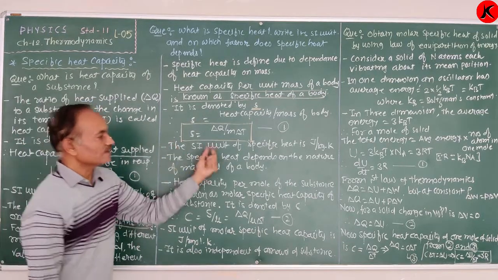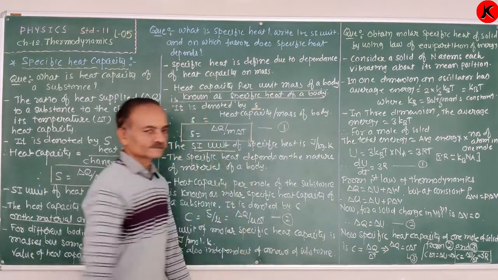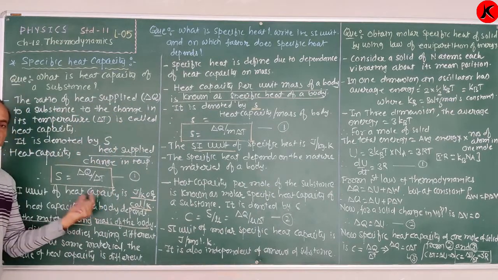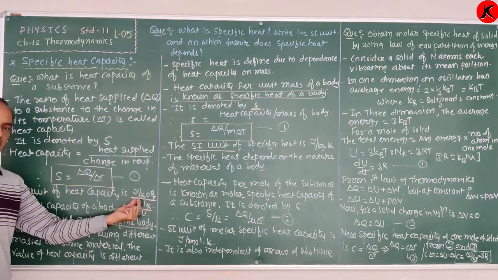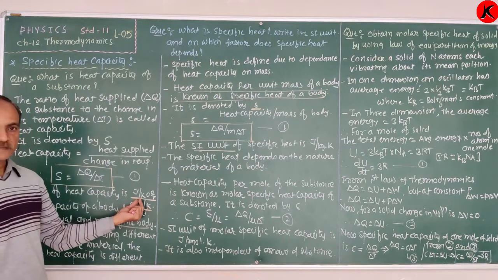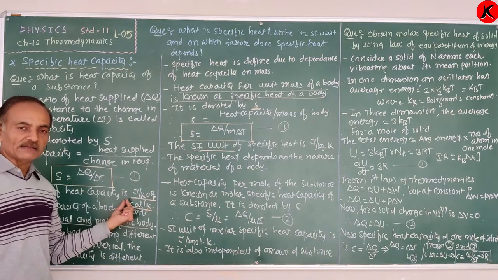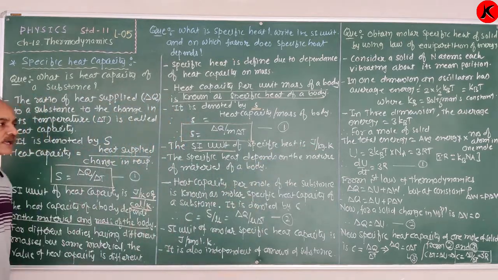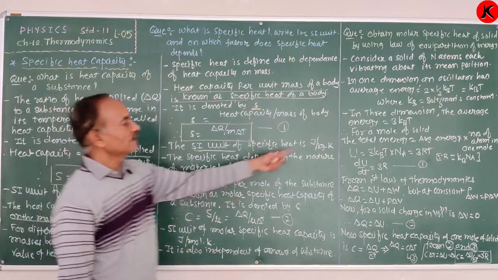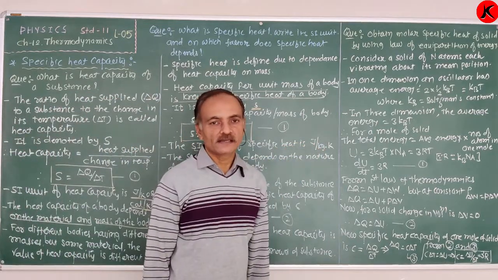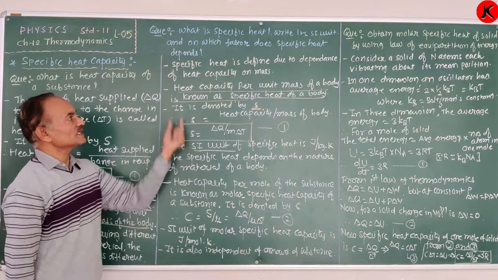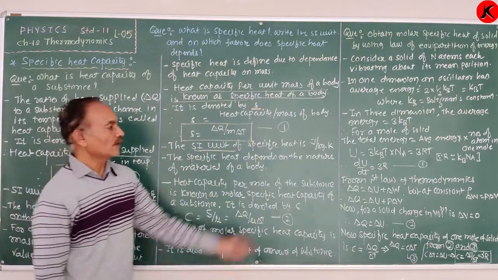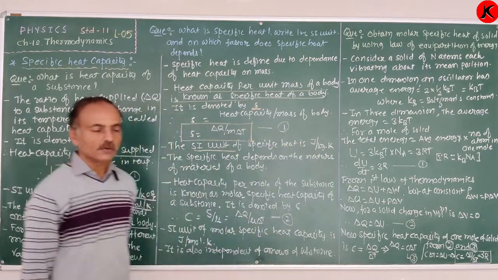Now, the SI unit of specific heat is joule per kg into Kelvin. Here, the SI unit of the heat capacity is joule per Kelvin, divided by the mass. Mass is measured in kg. Therefore, joule per kg into Kelvin, or calorie per kg into Kelvin. Again, the SI unit of the specific heat capacity is joule per kg into Kelvin, or calorie per kg into Kelvin.